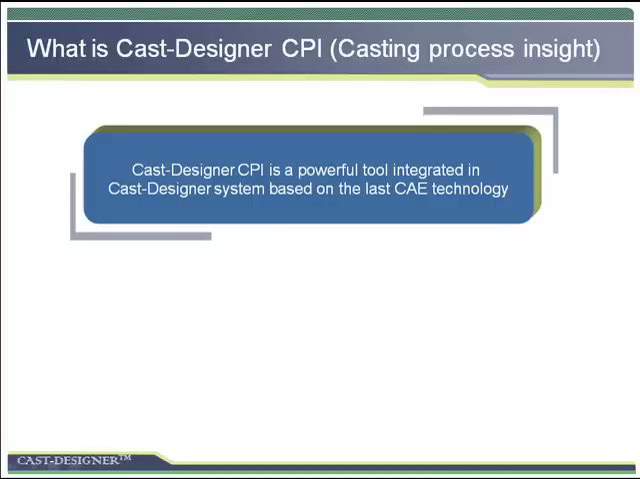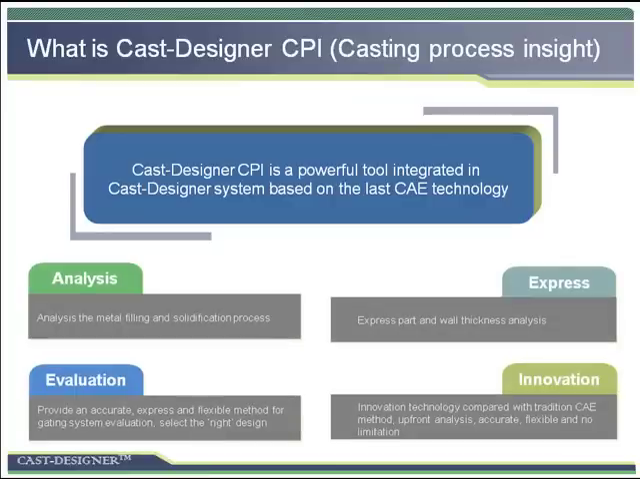Cast-Designer CPI is a powerful tool, integrated in the Cast-Designer system, based on the latest CAE technology. It can analyze the metal flow, heat transfer, and phase change in the casting process, and provides an express, flexible and accurate method for casting system validation. With Cast-Designer CPI, the user can easily select the right solution. Compared with other traditional CAE methods, Cast-Designer CPI is based on upfront analysis, and uses innovative technology to ensure the result.